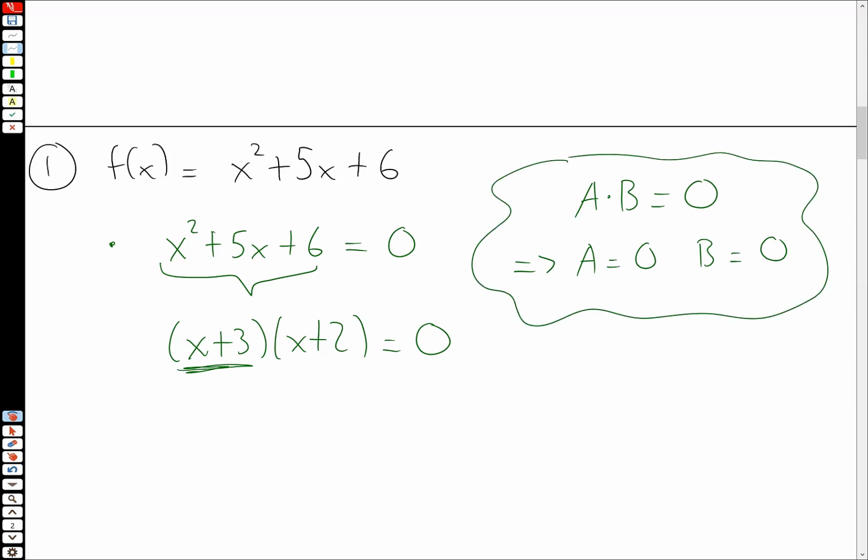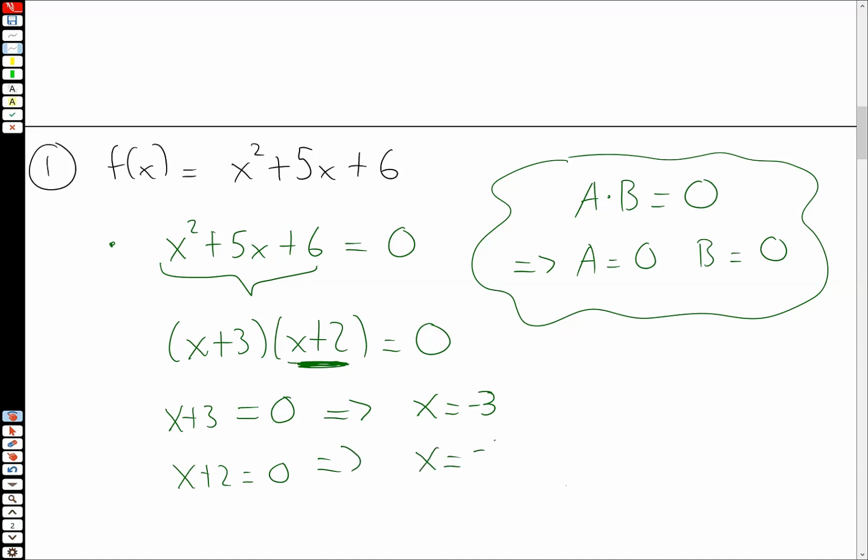Okay, so what this means for us is that either x plus 3, our first number here, equals 0, or our second number, x plus 2, equals 0. Okay, and once we have this, we just solve for x and we call it a day. So in our first line here, we get x is equal to minus 3. In our second line here, x is equal to minus 2. Okay, so this is what I would call the factoring way. And again, if you can factor, you are in good shape. It's going to be very, very nice to find your zeros.